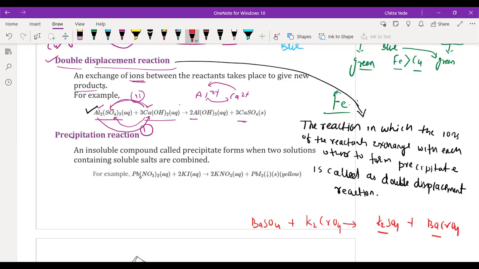Sir, on the left side, what is the second reactant? BaCrO4, barium chromate. A reactant, this second one, sir. Potassium chromate. Yes. Okay, sir.